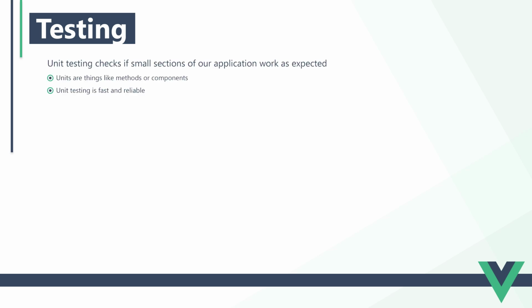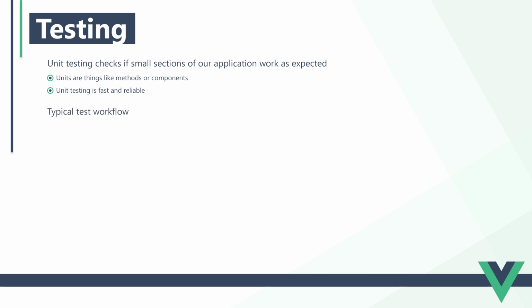Unit testing is a fast and reliable way to check if small sections of our application, like methods or components, work as expected. As an example, let's consider a shopping app's basket component. The component needs to calculate the total of all the products in the basket and display it to the user. The most likely place where it can fail is in the method that calculates the total. So we can test if the method displays the correct output.